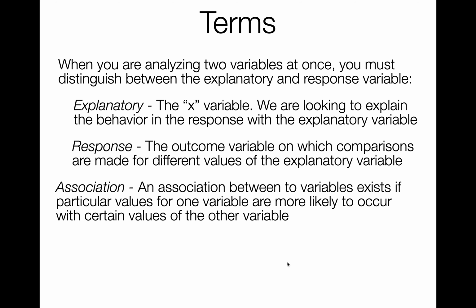Then another term that I used already is an association. So an association between two variables, and that's the wrong "two", there should be a W there, exists if particular values of one variable are more likely to occur with certain values of the other variable. So what does that mean? If you again think of the smoking and lung cancer relationship, you would expect that more people who smoke would have lung cancer, at least proportionally, than people who don't smoke. Okay?